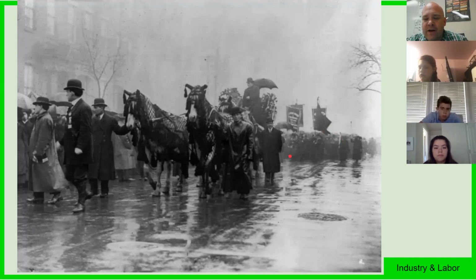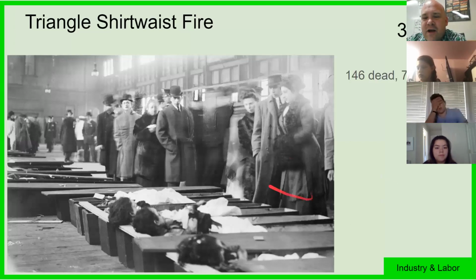They gather all the bodies. They take them down to one of the piers, where the boats dock in New York, and they convert the pier to a funeral site. 146 bodies are brought down. Out of the 146, I think 5 of them were men and the rest of them were women. 146. Almost all of them immigrants.